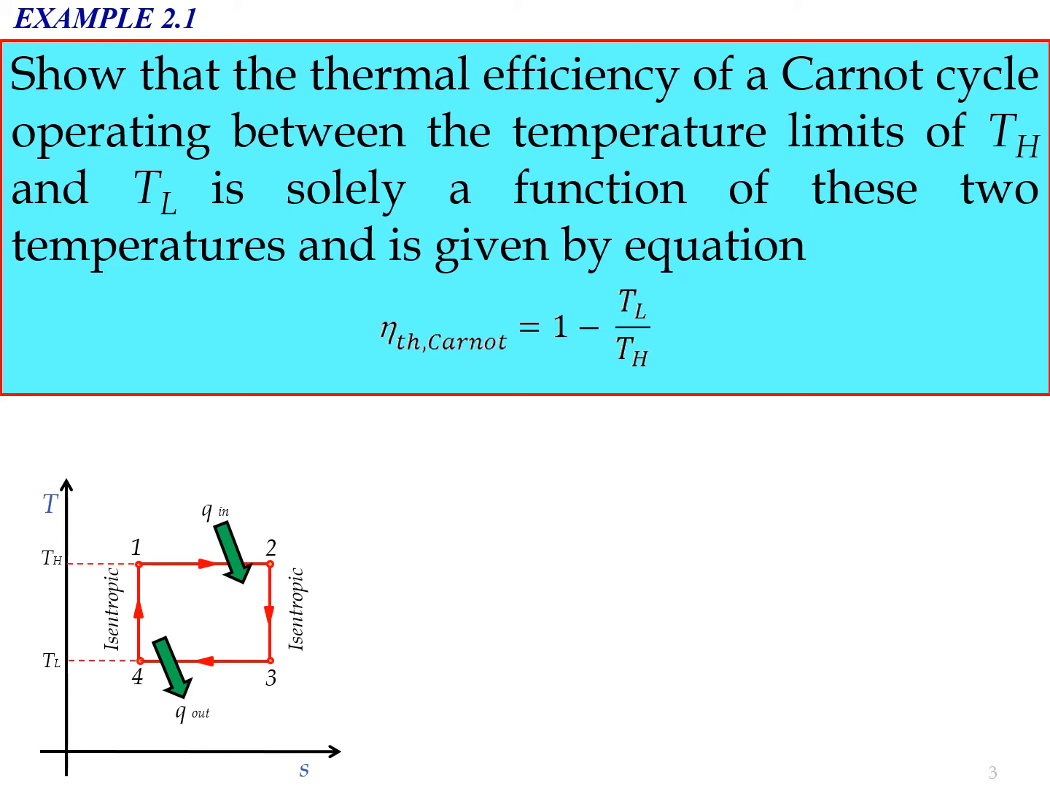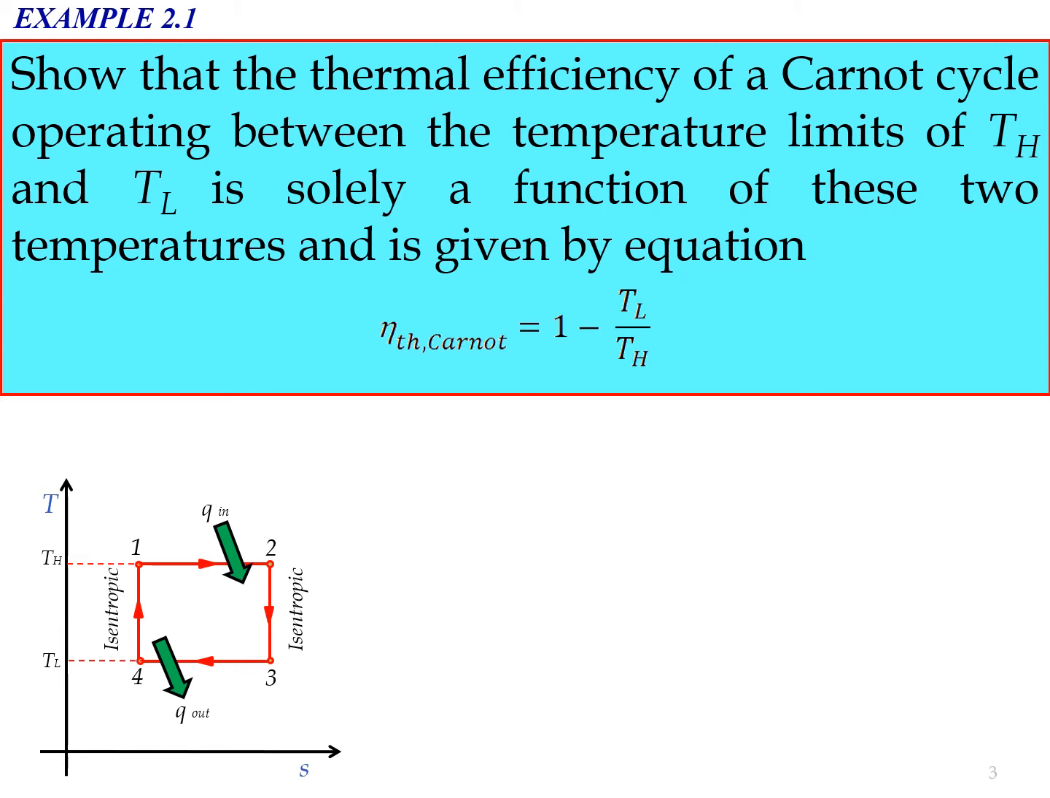The question is, show that the thermal efficiency of a Carnot cycle operating between the temperature limits of TH and TL is solely a function of these two temperatures and is given by the equation: the thermal efficiency of Carnot equals 1 minus TL divided by TH.